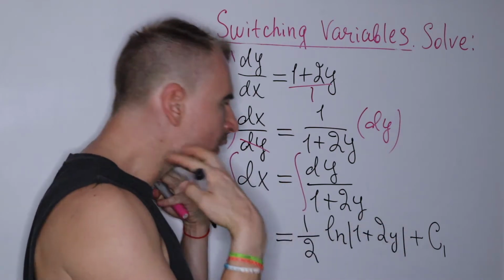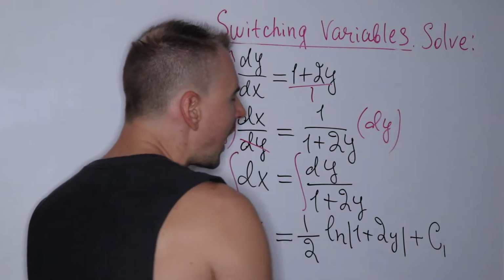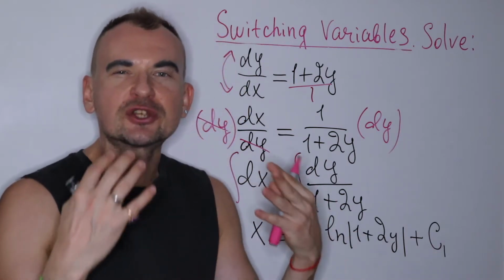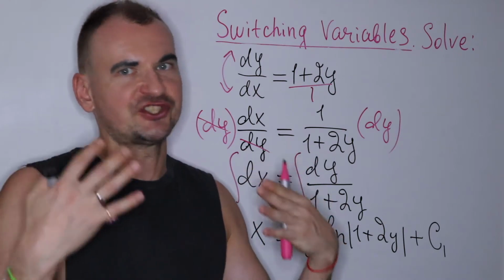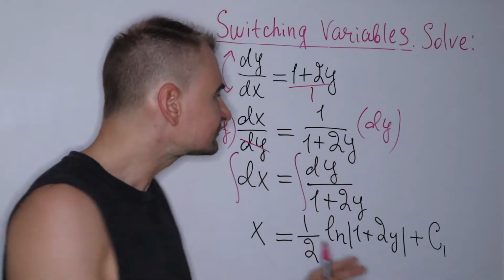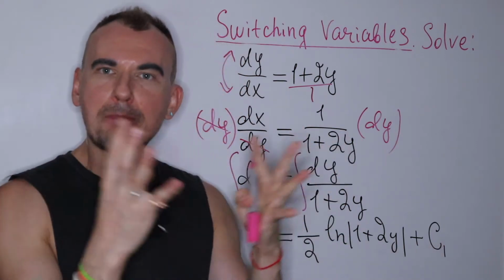Now, recall the logarithm's properties. Since this C1 can be thought of as the natural logarithm of another constant, let's call it C2 or whatever you want, these two things could combine together.